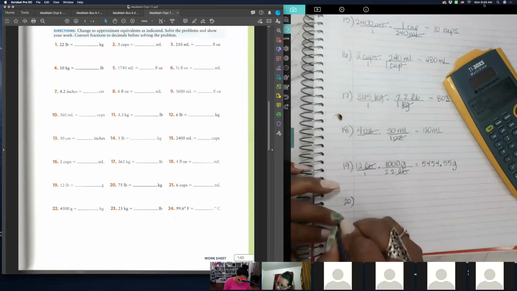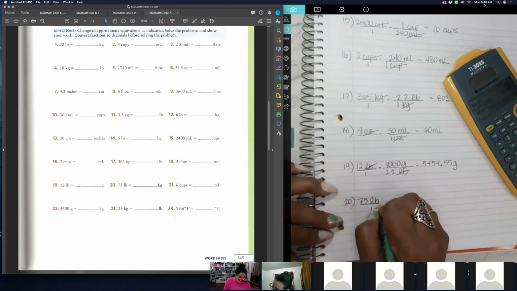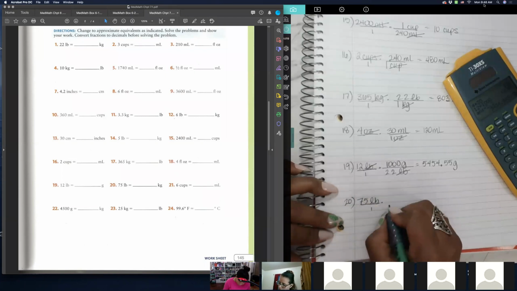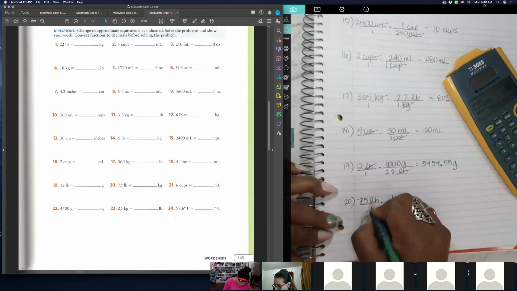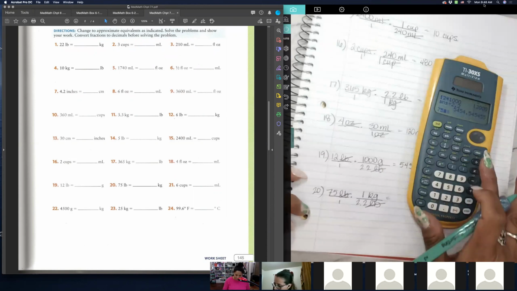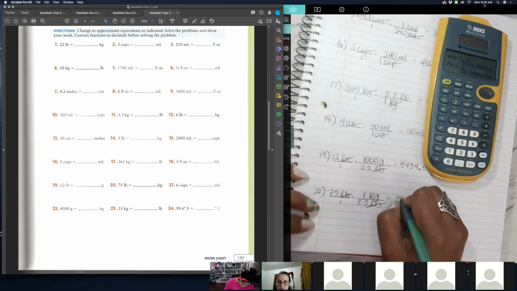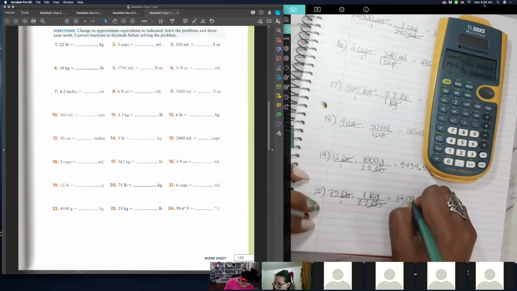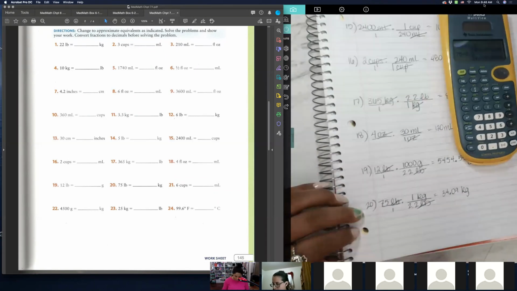All right, 75 pounds. We're converting that to kilograms. So 2.2 pounds to 1 kilogram. Our pounds cancel. And I just need to take 75 divided by 2.2. And that's going to be 34.09 kilograms. I'm just going to keep 2 decimal places again.